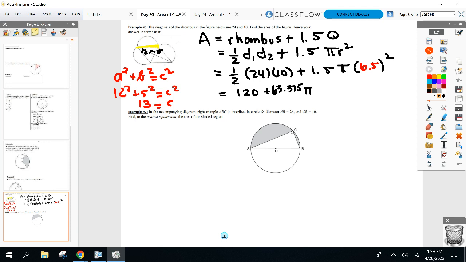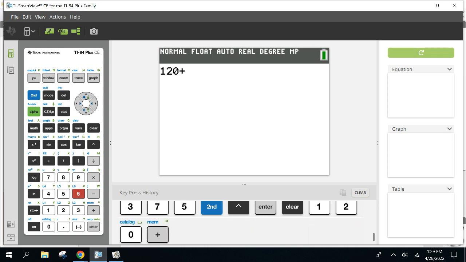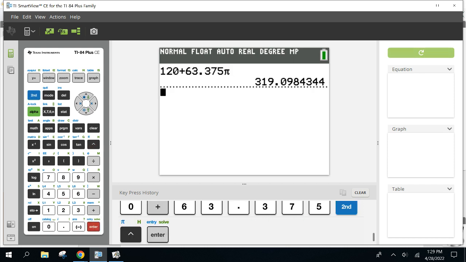You got your calculators with you? Because we can figure this out pretty easily if I'm allowed to combine or not. Everyone right now, type that in your calculator and find out what decimal it is. I'll do it with you. Let's see if we can combine them or not. 120 plus 63.375 pi. So there's my answer.